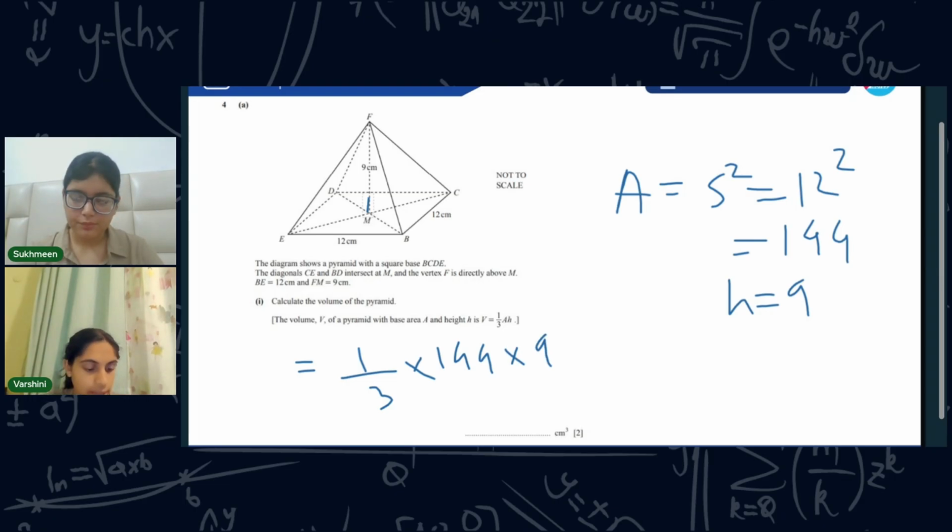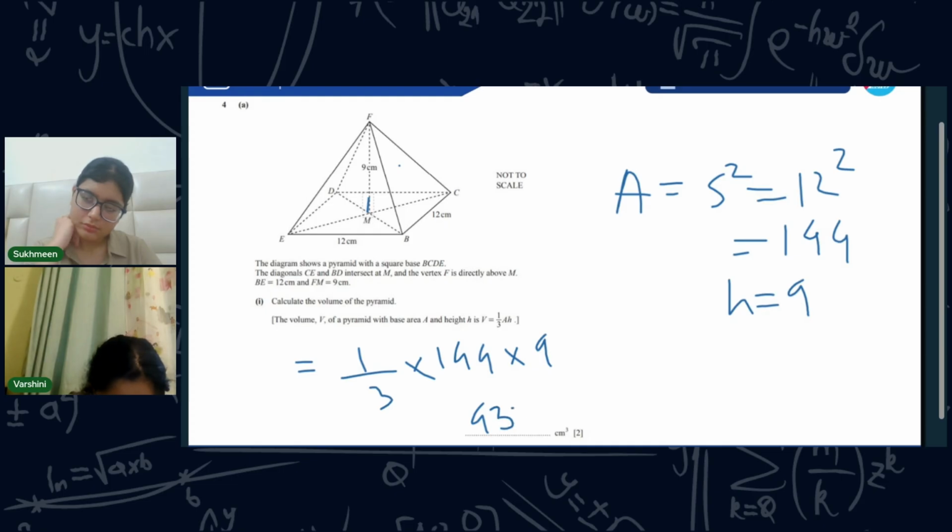144 into 9 into 1 by 3. And don't forget to put this accurately in your calculator. And you should get 432. Yeah, 432.